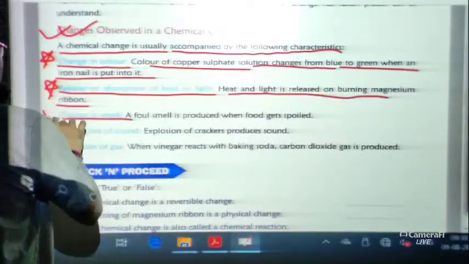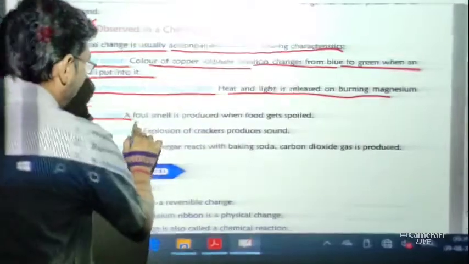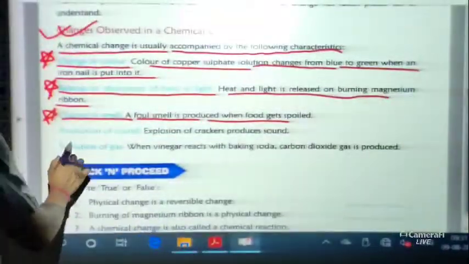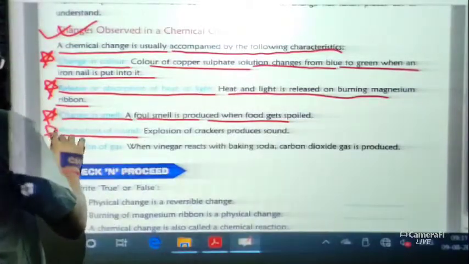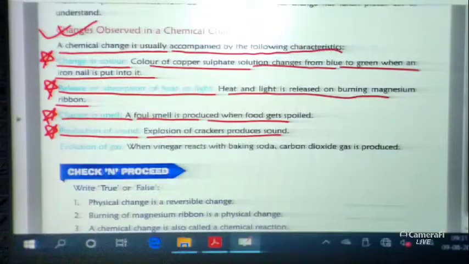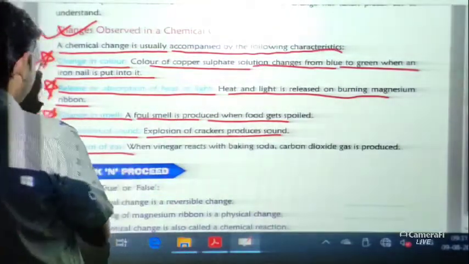Change in smell: a foul smell is produced when food gets spoiled. Production of sound: the explosion of crackers, production of sound, these are all chemical changes. And evolution of gas: when vinegar reacts with baking soda, carbon dioxide gas is produced.